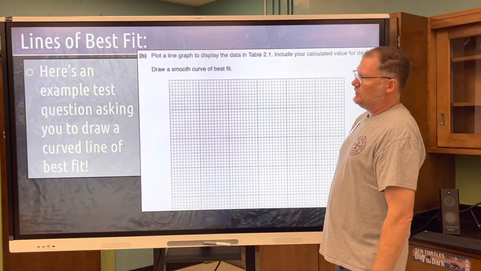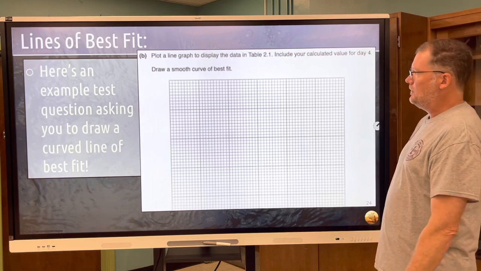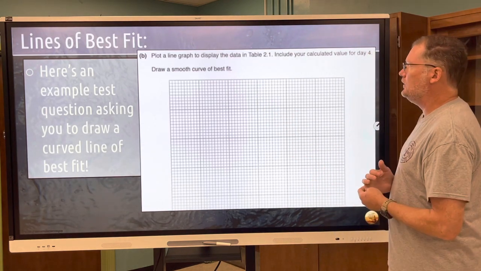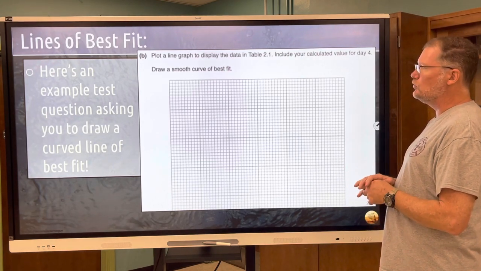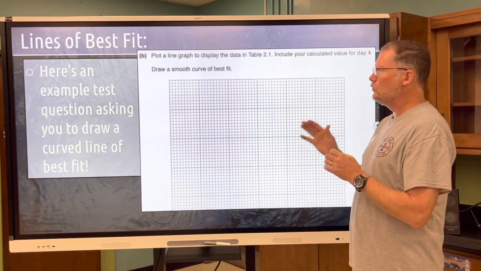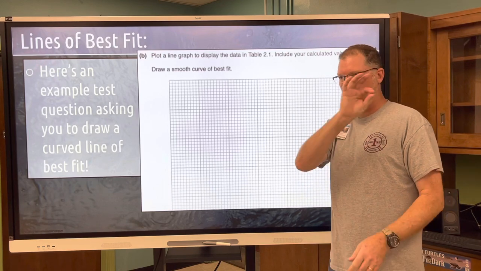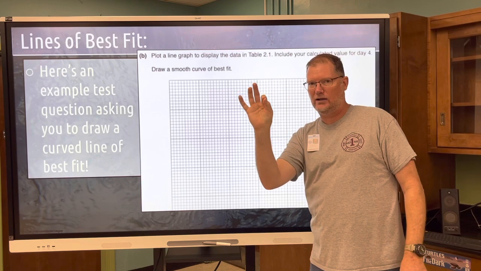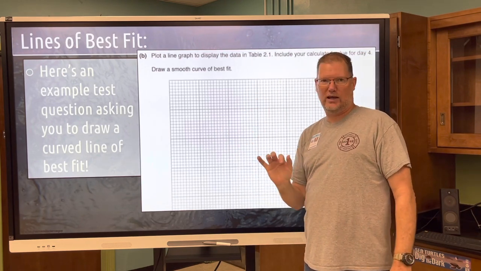All right, so here's an example test question asking you to draw a curved line of best fit. It would say, plot a line graph to display the data in table 2.1, include your calculated value for day 4, draw a smooth curve to best fit, okay? So a smooth curve of best fit is a line of best fit. A smooth curve, not a curve that goes over here a little bit and then curves back and then comes back. No, a smooth curve through the data, okay?